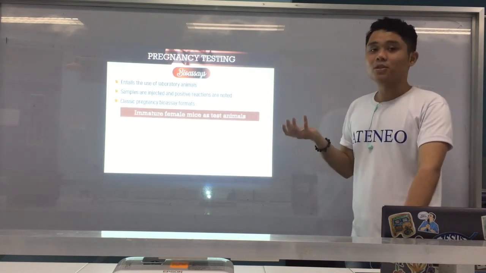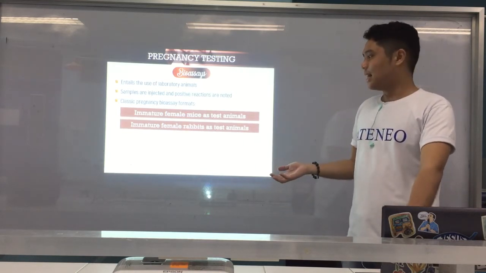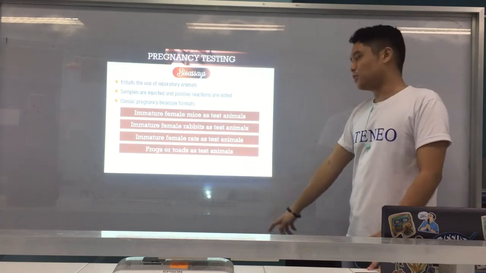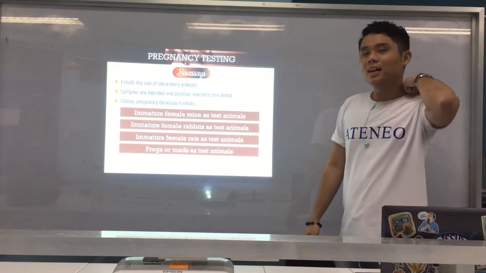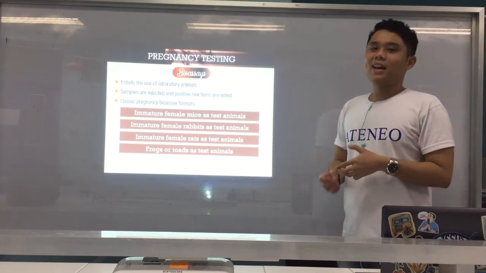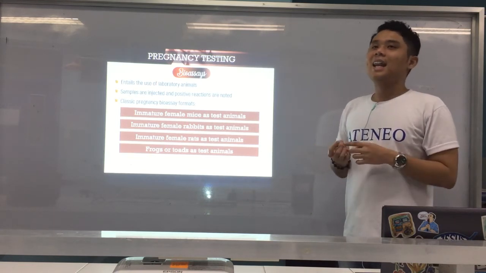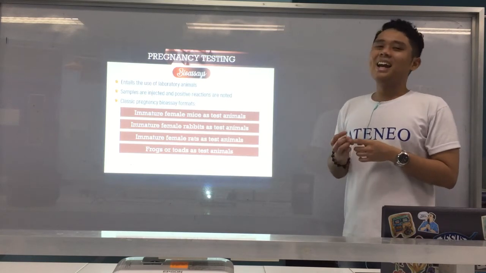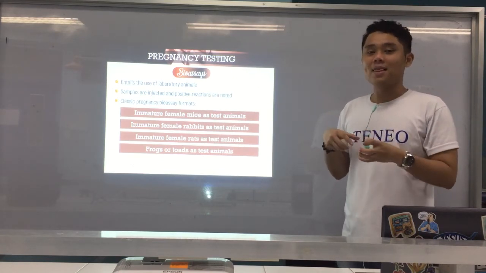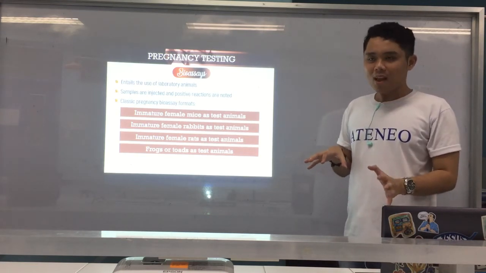You can use either immature female mice, immature female rabbits, immature female rats, and frogs or toads as test animals. Actually, in the real lab activity, we use frogs. Sadya po ni na activity because you collect the frog or toad, and then we inject it with the urine of a pregnant woman, and then we observe. So that's the lab activity in AUBF.